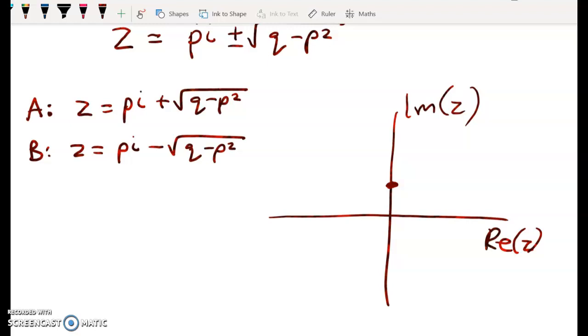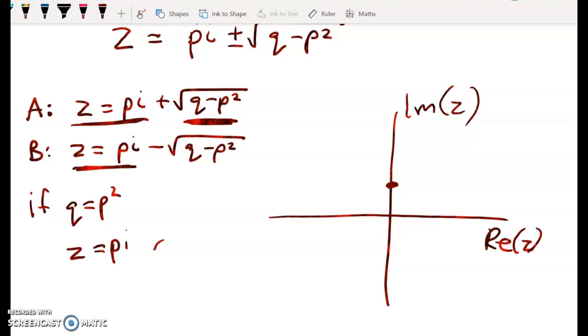If that's what I'm thinking, that the real part must be 0, so q must equal p squared, then what that leaves me with is z equal to pi for this one, and z equal to pi for this one. So we're not getting distinct points. That can't be the answer. So then we sit there and stare for a little bit. Let's think about what is going to give me 2 different numbers here.